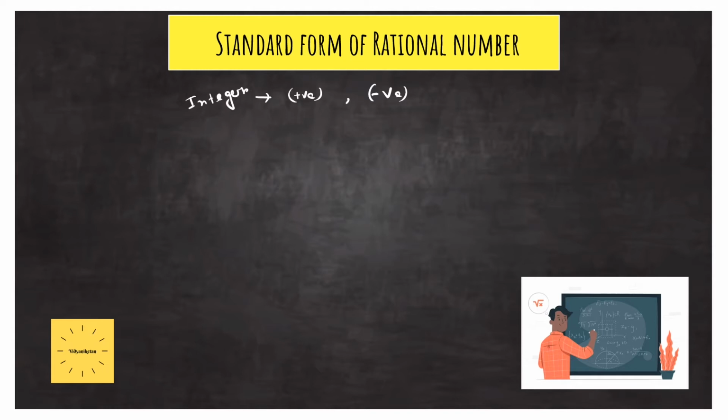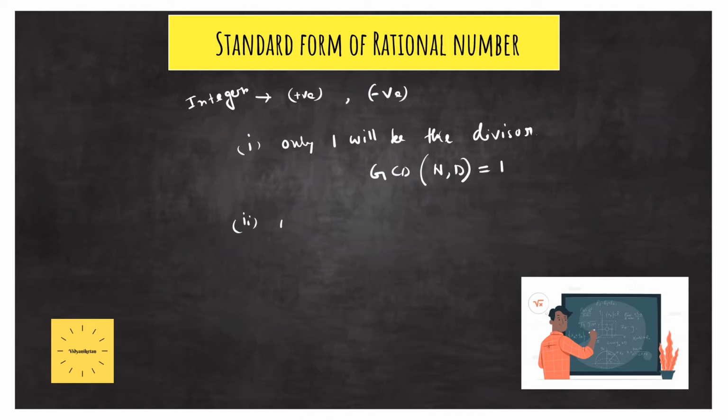One more thing, the first point is only 1 will be the divisor. It means the GCD of numerator and denominator must be 1. And the second point is, in the denominator the value must be positive. So this is the most important thing.